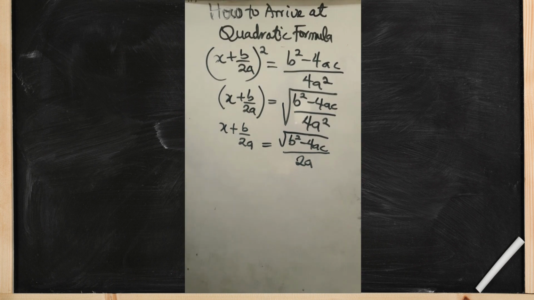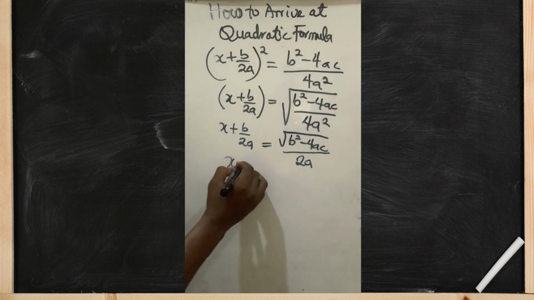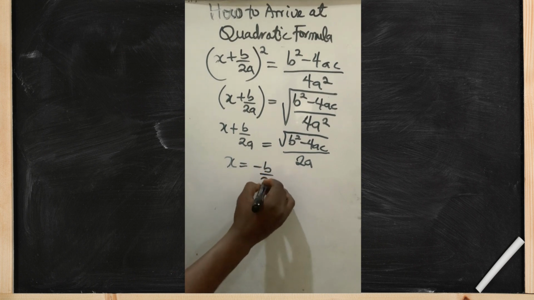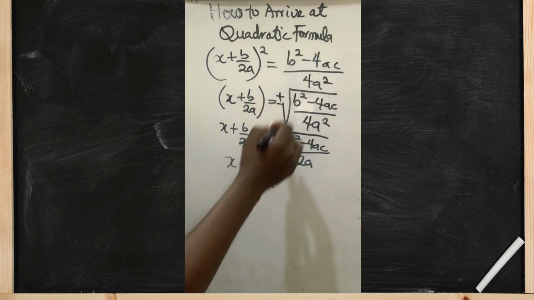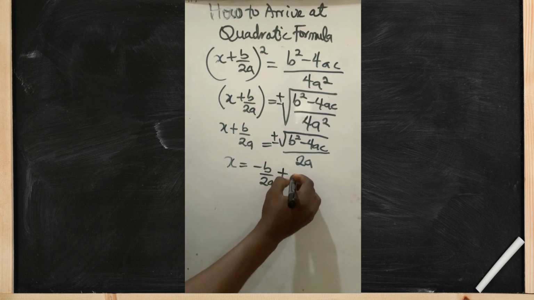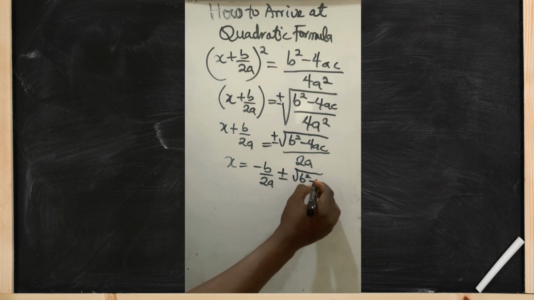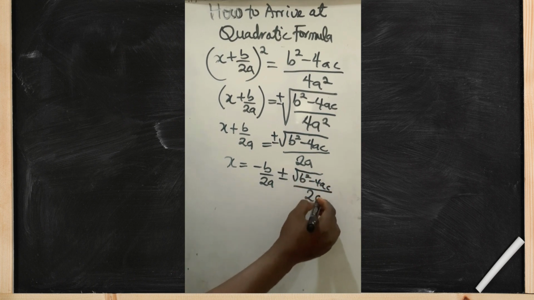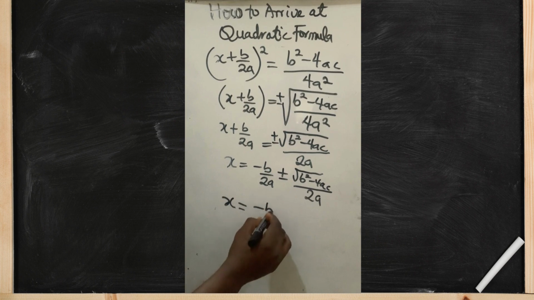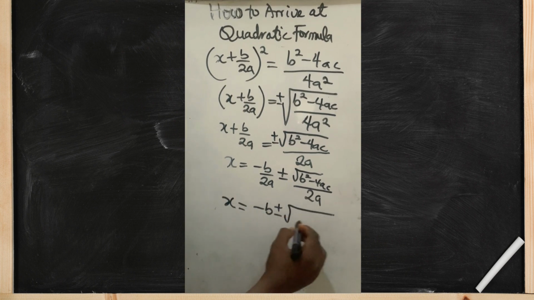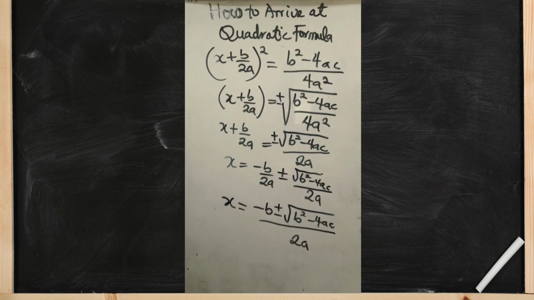With this, we can now collect like terms of the constant. Since what we are looking for is x, then we have minus b over 2a. Then this is plus or minus the square root of b squared minus 4ac over 2a. So this becomes x equals minus b plus or minus the square root of b squared minus 4ac, all over 2a, because the LCM of these two is 2a.